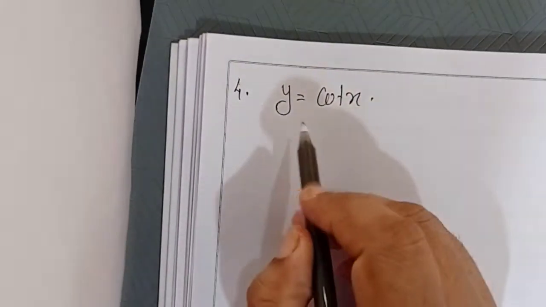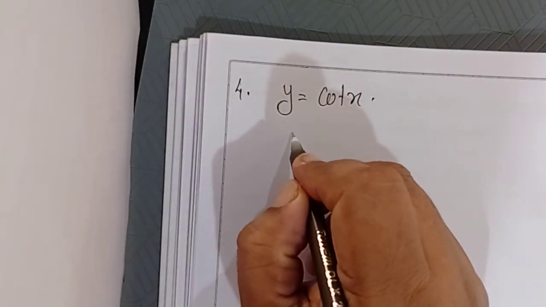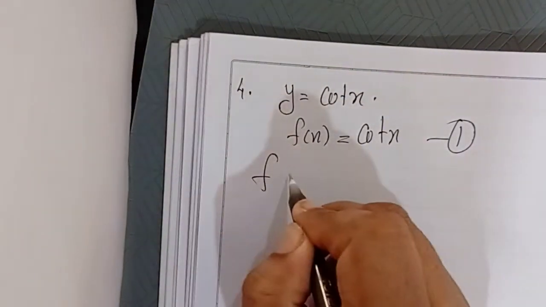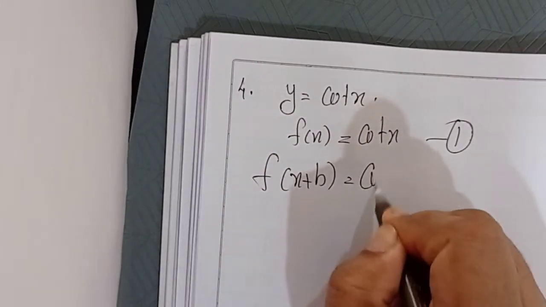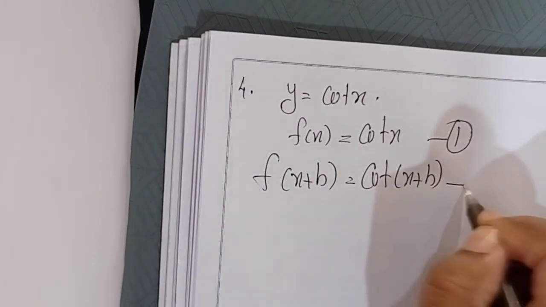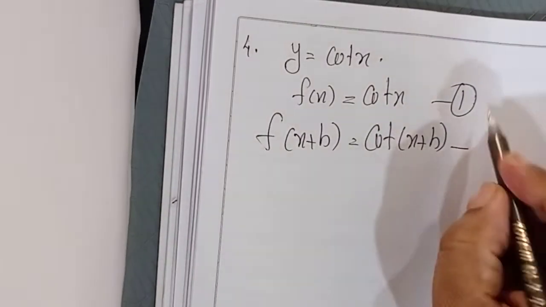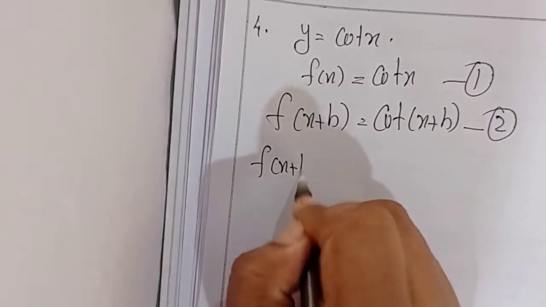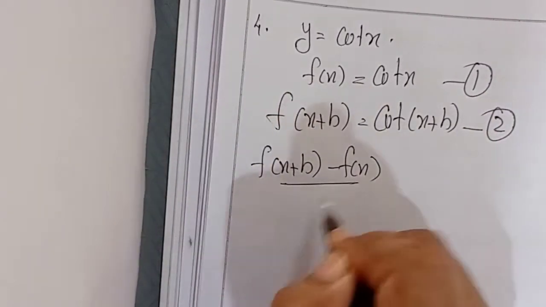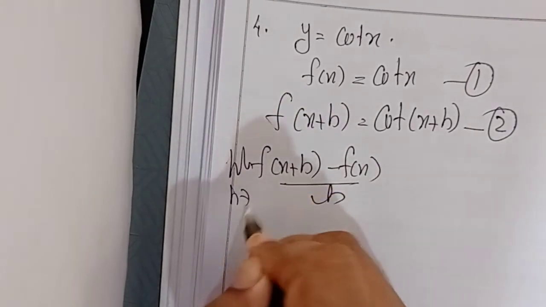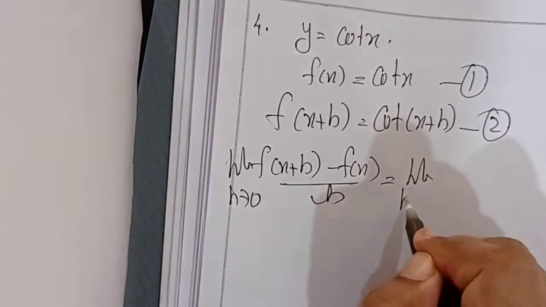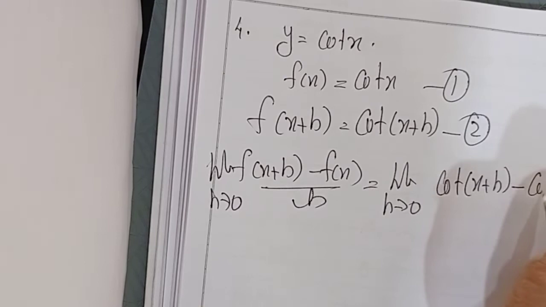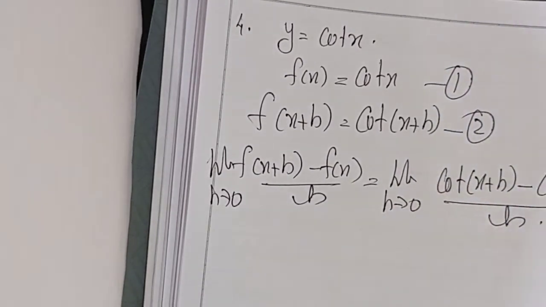Write the fourth question, y equal to cot x. f of x equal to cot x. f of x plus h equal to cot (x plus h). Always write, let h be a small increment. Then f of x plus h minus f of x by h, limit h tends to 0, equal to limit h tends to 0 cot (x plus h) minus cot x the whole by h.